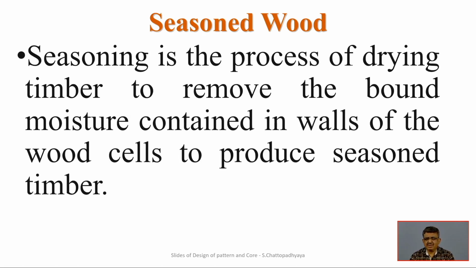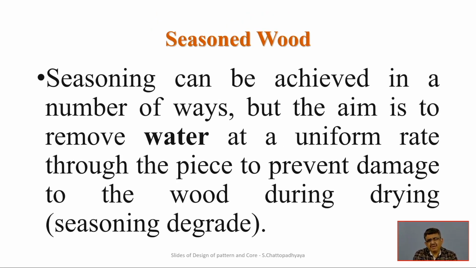Heat, dust and temperature variations interact directly with the wood and make the pattern material robust and free from moisture. And then if the shaping and dimensioning is done, the dimensions will be more stable than with unseasoned wood. It can be achieved in a number of ways. It aims to remove water at a uniform rate to prevent damage, because the presence of water makes it dimensionally unstable over a longer period of time.